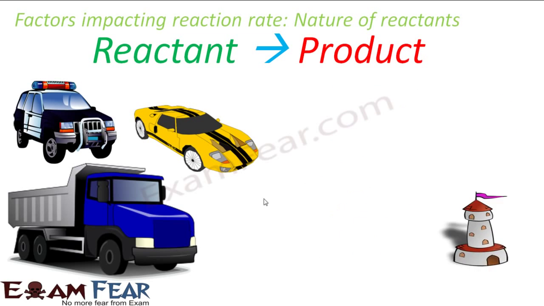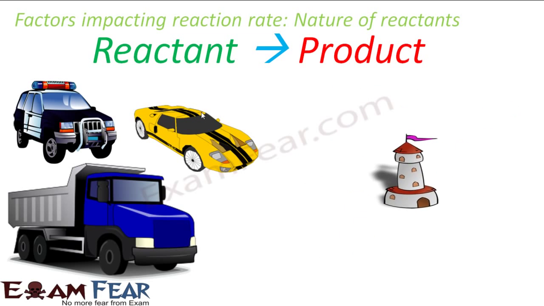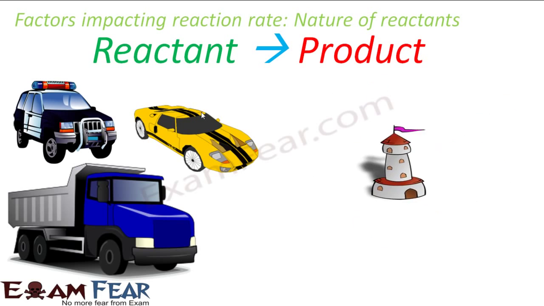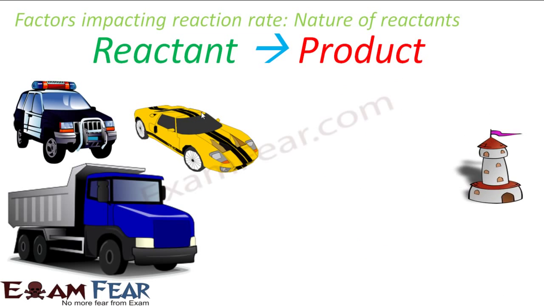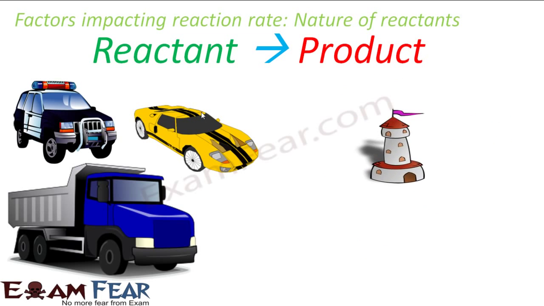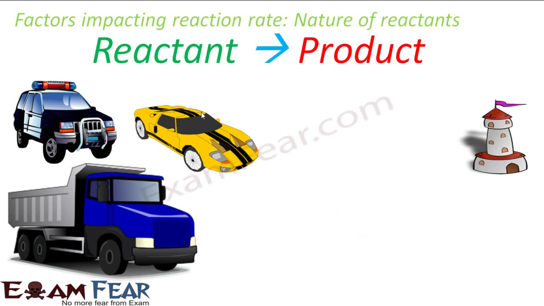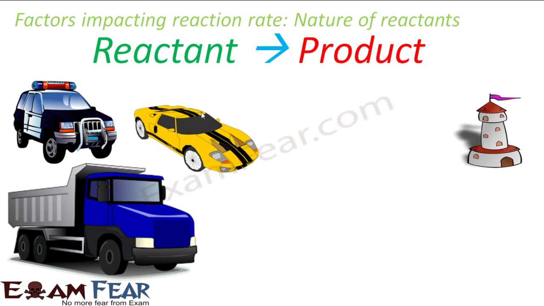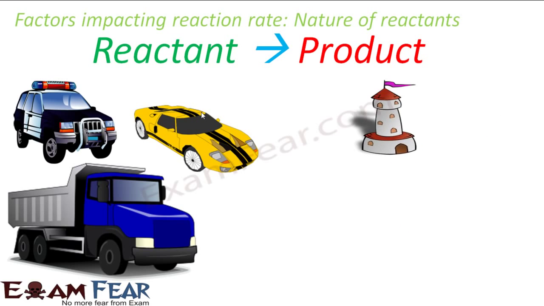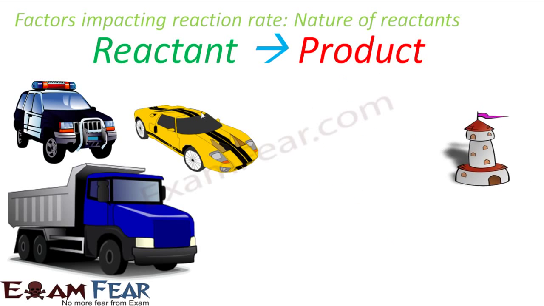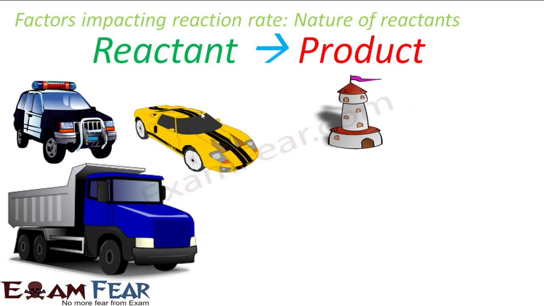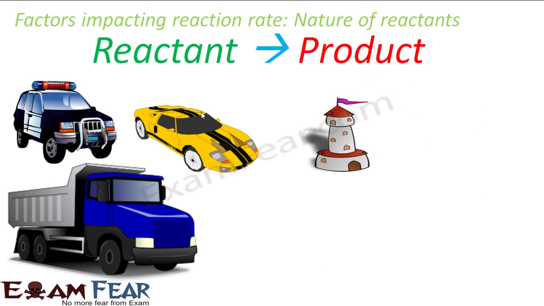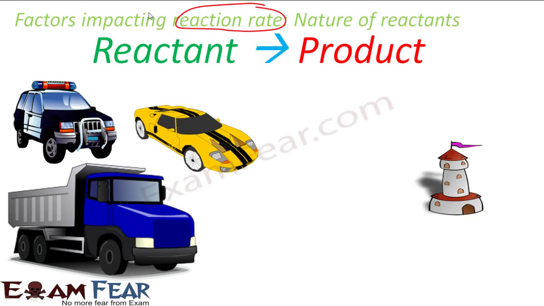So the nature of the reactant, these are my reactants. In fact, the tower is also a part of the reactant here. This whole thing is a reactant, so the reactant plays a role in the reaction. For example, a very slow reaction is carbon diamond to graphite, and a fast reaction is hydrogen plus oxygen giving water, which is a very fast reaction. So the reactant type determines the rate of the reaction.